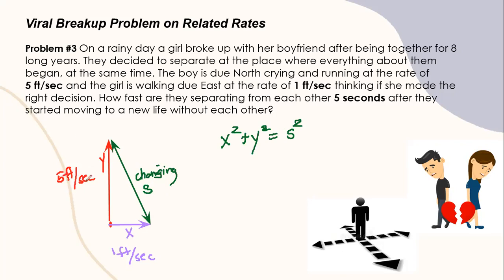So ito, 5 feet per second niya is the dy over dt. And ito namang 1 foot per second ni girl ay the dx over dt. Okay? So nagbabago yung x with respect to time at 1 foot per second. Ito naman si y ay nagbabago with respect to time 5 feet per second. Okay. So we get the derivative of this with respect to time.